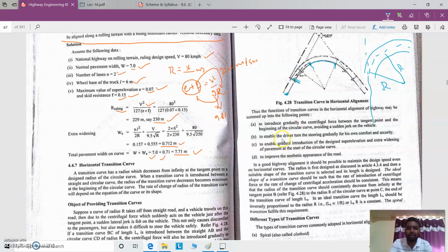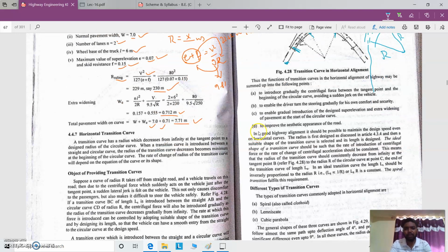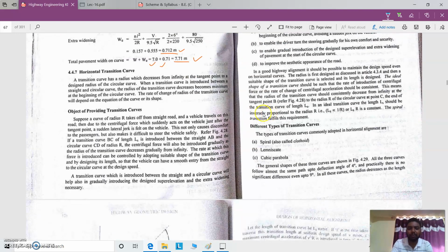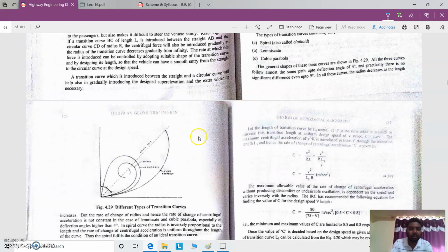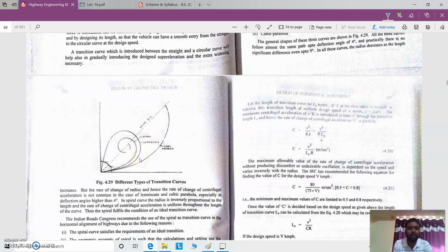After considering all these factors, with safeguard to the passenger vehicle movement, the transition curve is adopted. Here, there are different types of transition curves: spiral, lemniscate, cubic parabola, which we might have studied in our previous semesters. Based on this, each curve will give the same alignment, and each curve will deflect from a 4-degree angle up to a 9-degree angle. These are all the transition curves.